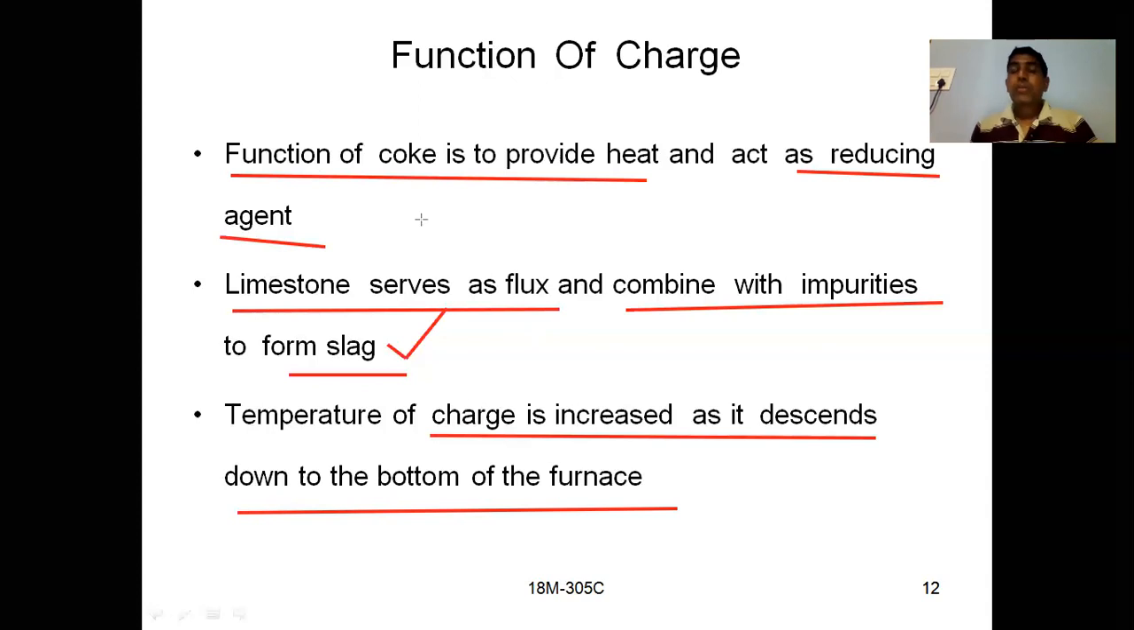And you may ask one thing: in that charge you also have iron ore. Yes, we have iron ore. So what is the function of that iron ore? By using iron ore only, we are going to extract iron. Iron ore has iron as one of its constituents. Without iron ore, we are unable to get iron. So that is the main function of iron ore. From that iron ore only we extract the iron.